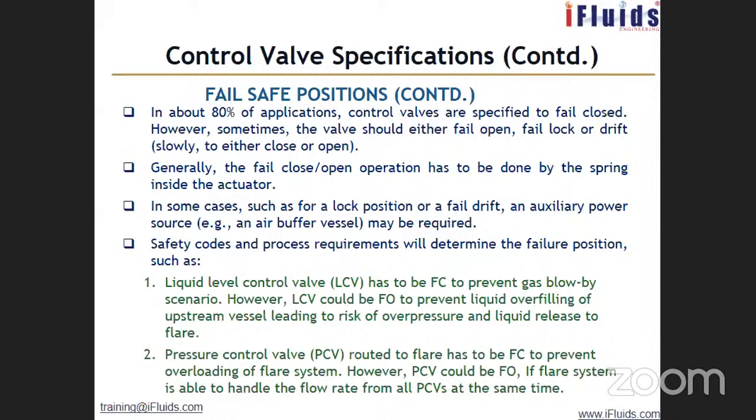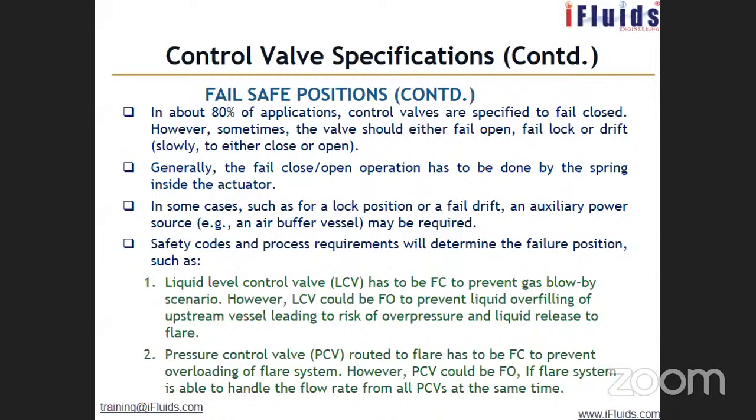Generally, fail close or fail open operation has to be done by the spring inside the actuator. In some cases, such as for lock position or a fail drift, an auxiliary power source is required. That is, an air buffer vessel may be required. So you need to have some air available near the valve in a small container, called a buffer vessel, that will come into operation when you have a fail lock condition, where the valve may go to open position slowly or close position slowly using the air in the buffer vessel.